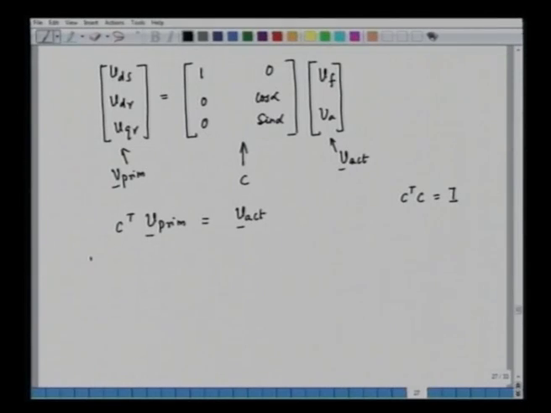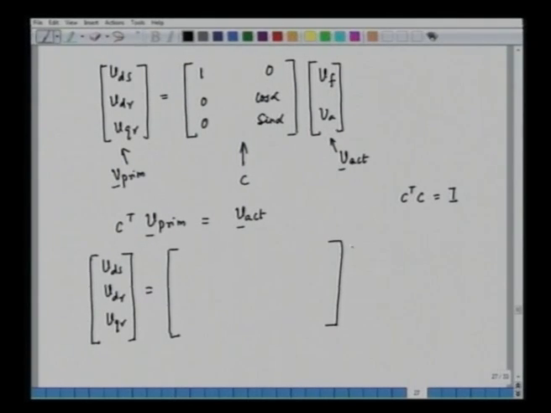Now, the primitive equations are as follows. We have 3 windings here, and the windings are DS, DR and QR. Similarly, we will have 3 different currents, and the currents will be IDS, IDR and IQR. So, we have to fill up this 3 by 3 matrix.